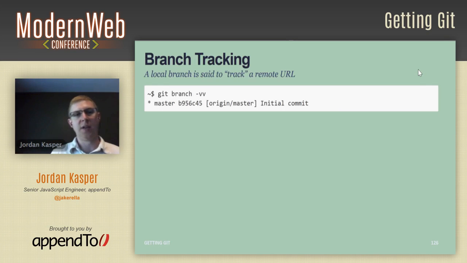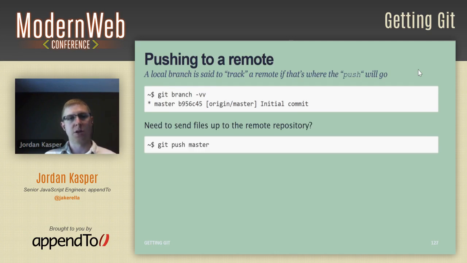git branch -vv, very helpful. What this is going to do is show you your branch, master, and in the square brackets, it shows you what remote that local branch is tracking. Basically, if I were to push to master, what remote is it going to go to? In this case, it's origin/master. Pushing is just, as I mentioned, git push master. You're probably already pretty familiar with that.